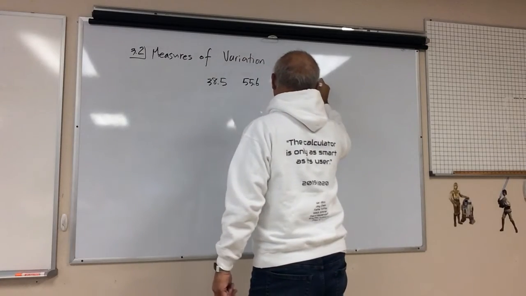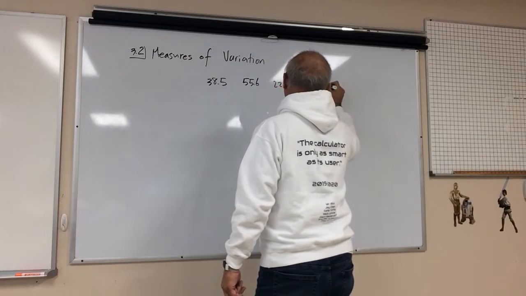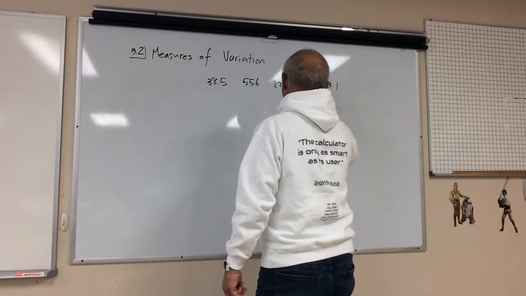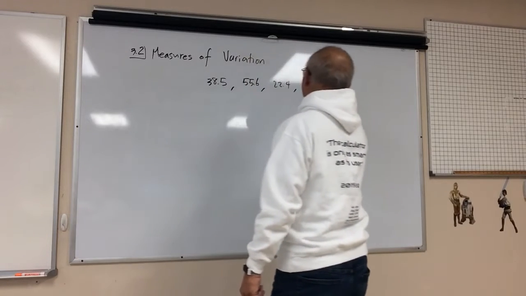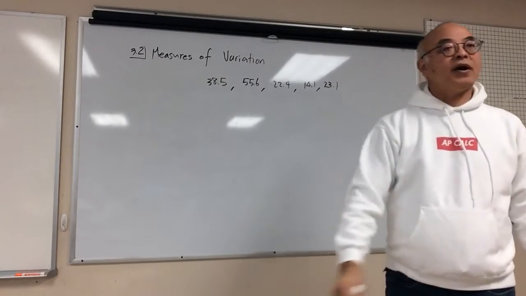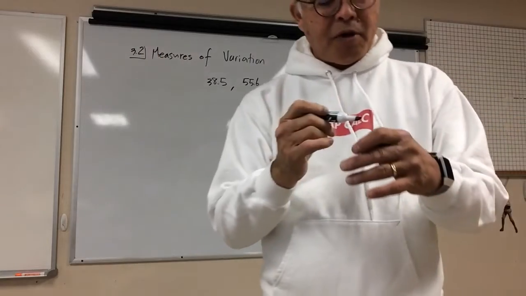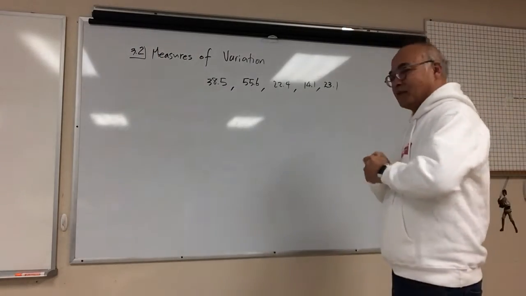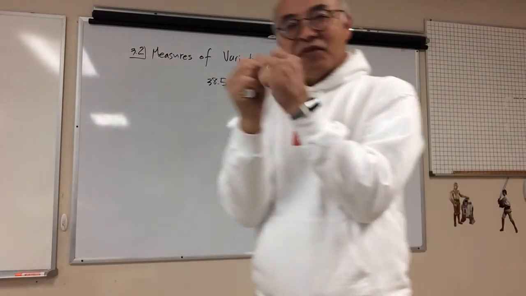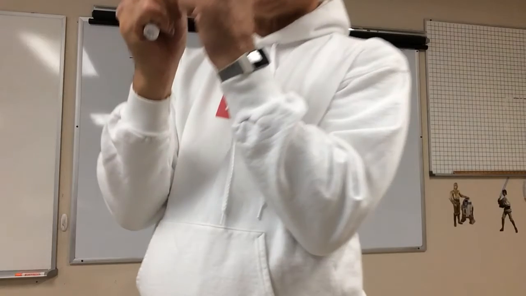14.1 and 23.1. Is that correct? So I have them correct? Yes. Okay, so how am I going to find the mean? I have to find the mean first, correct? So let's go ahead and add them up together. We're doing this by hand, so don't cheat.